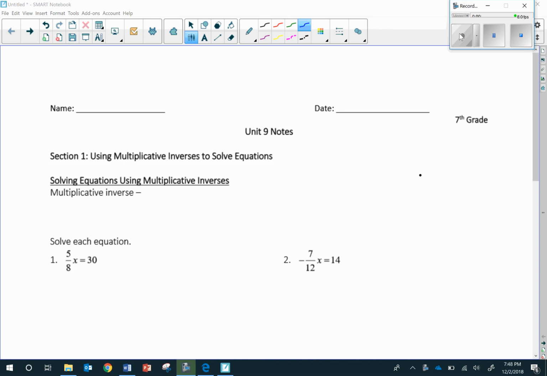Alrighty, we're going to get started with Unit 9. In Unit 9, Section 1, we're going to be talking about how to use a multiplicative inverse to solve an equation. So first, let's go ahead and define multiplicative inverse. Multiplicative inverse is a fancy word for something you've learned before, and that's the same thing as multiplying by the reciprocal. So go ahead and write that down.